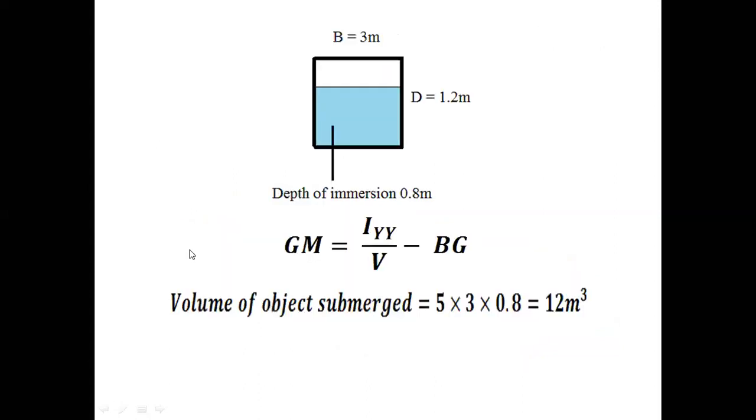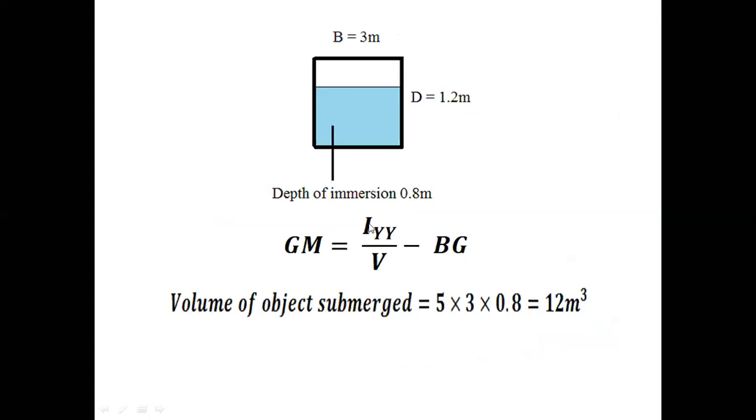As I said, metacentric height is given by the formula Iyy divided by V minus Bg, where Iyy is the moment of inertia with respect to the y-axis, V is the volume of the object submerged, and Bg is the difference between the center of buoyancy and center of gravity.